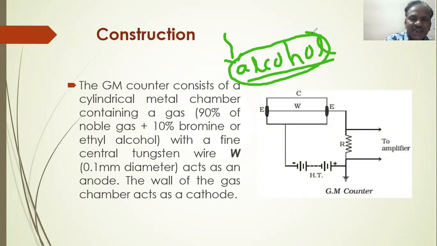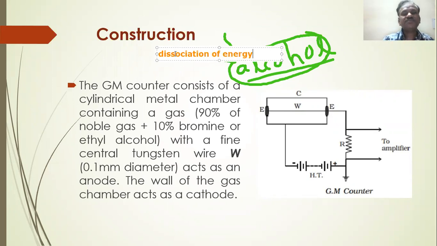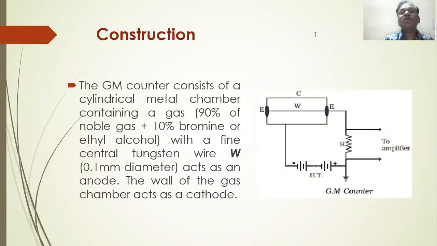Now the energy that is emitted is dissociated; dissociation of energy takes place. Why is this mechanism required? If this photon is incident on the argon atom, then again secondary ionization and a secondary avalanche will take place. We don't want that. Listen carefully, this GM counter is designed exclusively for one-time counting.